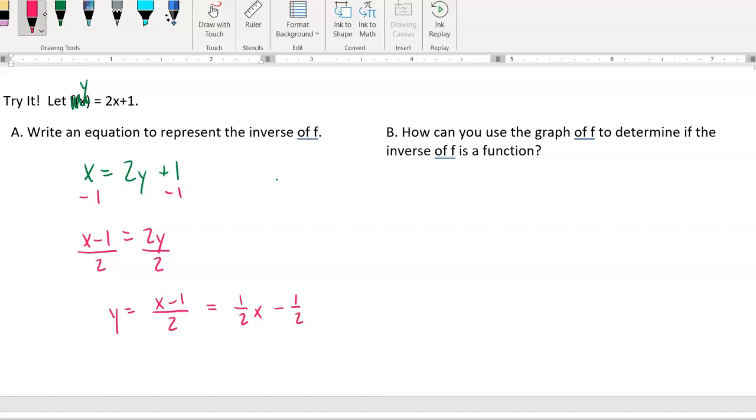Because now I can easily see that this is a function, because that's a line in slope-intercept form. Our slope is 1/2. Our y-intercept is negative 1/2. So we have a y-intercept at negative 1/2, and then we go up 1 over 2 units. So the graph would look like that. So that passes the vertical line test. It is a function. It's a linear function. So you wouldn't have to graph it. If it's a linear function, you just know that that graph is a function.